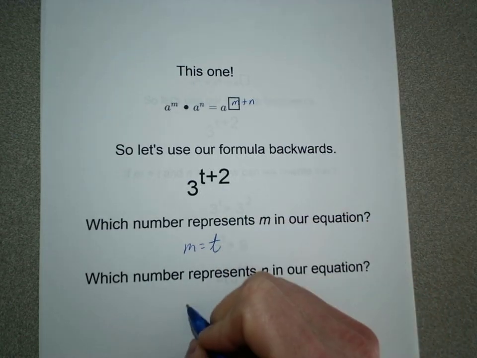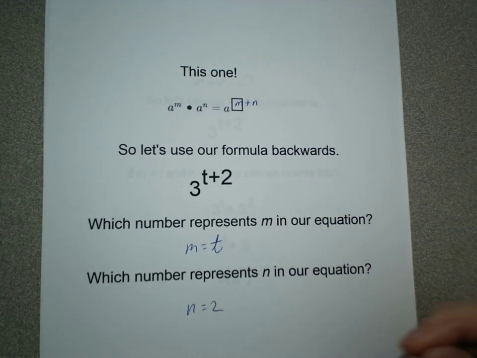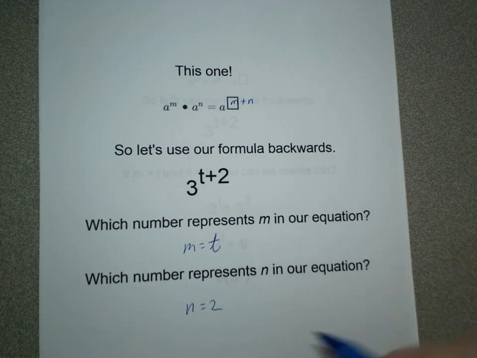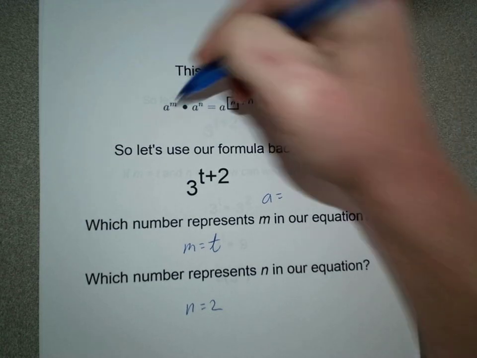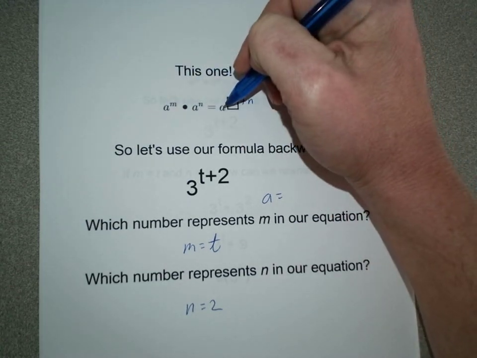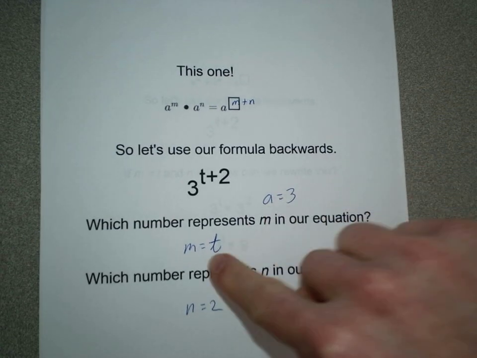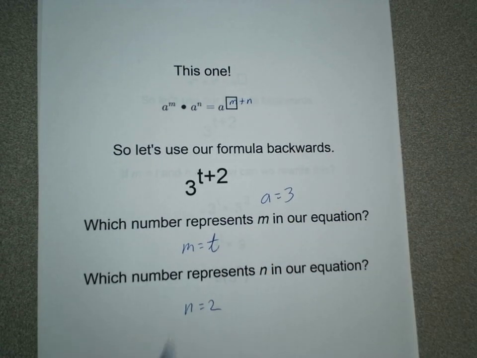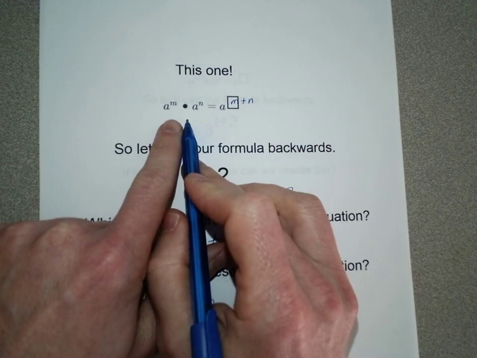So our n value is 2. Well, if we know m and we know n, and we know our base, I probably should have put what is a equal to here. We can go ahead and do that. What represents a? a is whatever number is the base, and in this case, the base is 3. Now that we know a, m, and n, which we're calling 3, t, and 2, we can take it out of the result and come up with the original question from it.